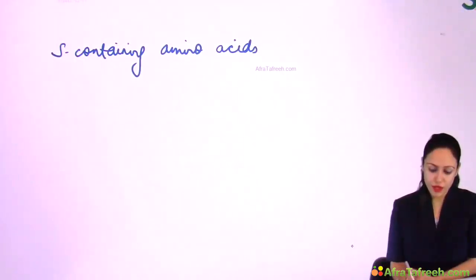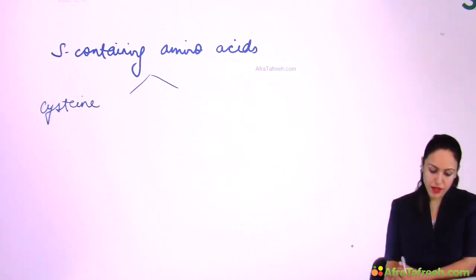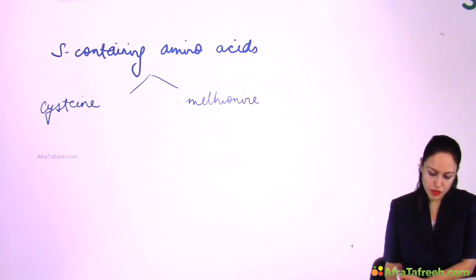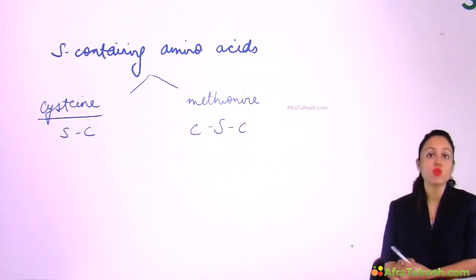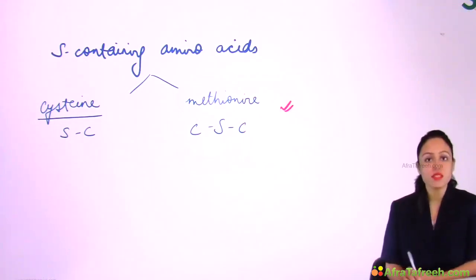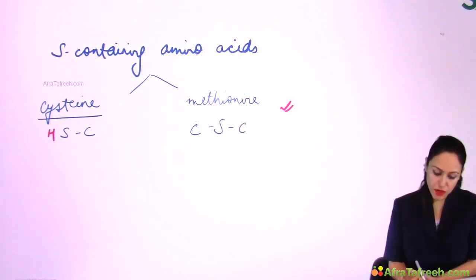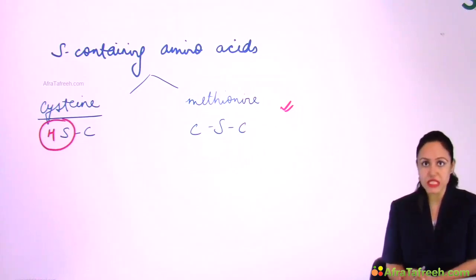So we have two sulfur containing amino acids, that is cysteine and methionine. In cysteine, sulfur is attached to one carbon, and in methionine, sulfur is attached to two carbons. Valency of sulfur is 2. That's why in case of methionine, both the valencies are already occupied, but in case of cysteine, we have space for one hydrogen, so that it is a very special sulfhydryl group present in cysteine.